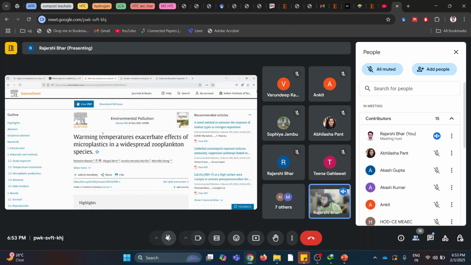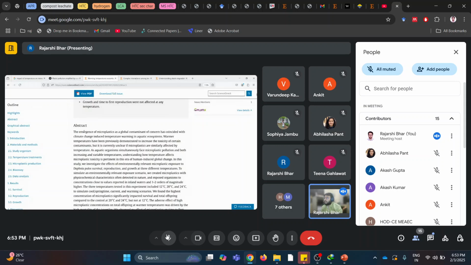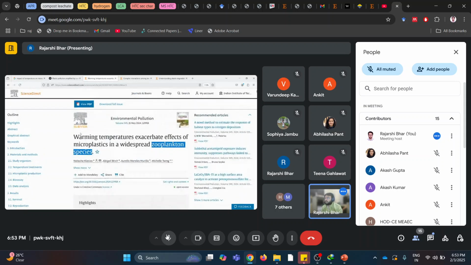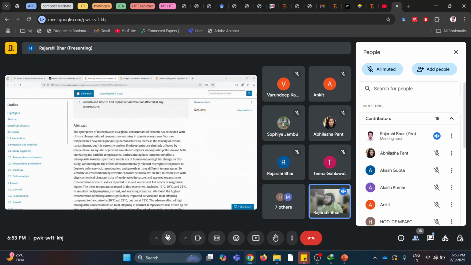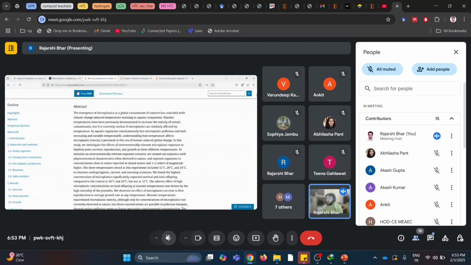Now, this is another paper which says that warming temperature worsens the effect of microplastics in a widespread zooplankton species. So zooplankton was the species on which the impact of microplastics with varying temperatures was noticed. Whenever there is a paper, whether a review or a research article, we often see an abstract, usually up to 300 words, sometimes 500. It gives us an overview of what the paper is doing and sometimes its findings.